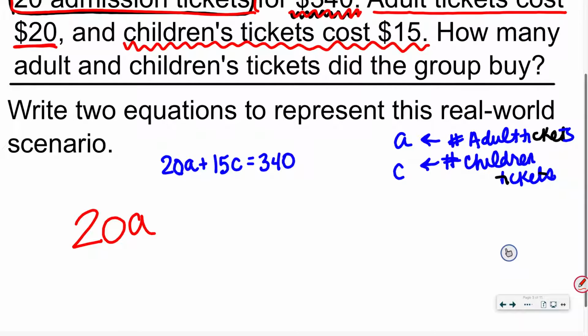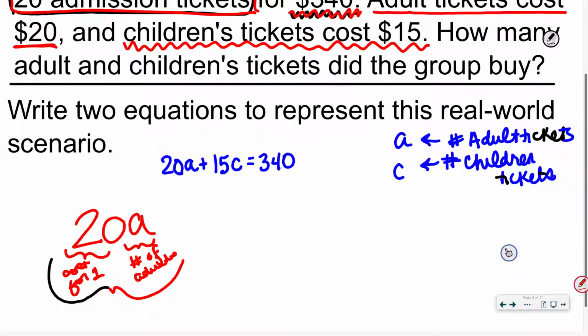In 20A, this is my term. What does the 20 represent? The cost of each ticket. The cost for one ticket. And what does the A represent? The number of adults. So what would 20A represent?